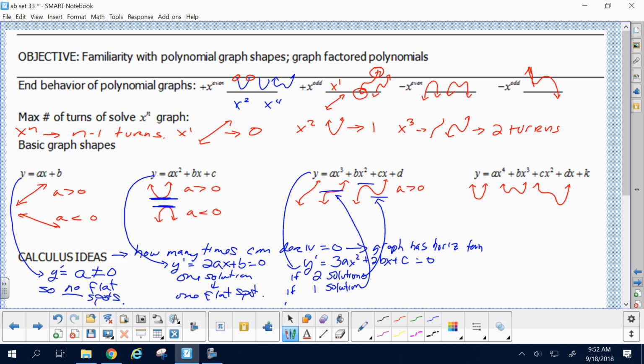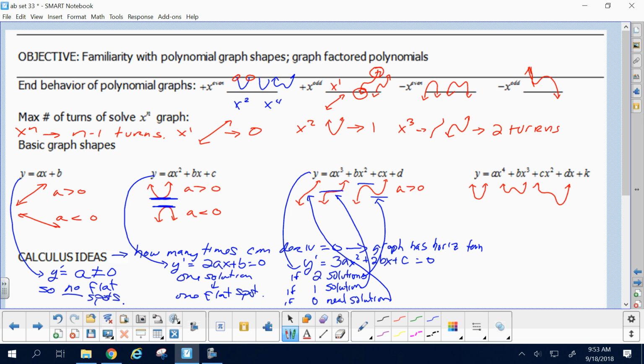It's also possible that it has no real solutions. It has to have two imaginary solutions or two solutions of some sort. But if it has no real solutions, then that would mean that the derivative has no real zeros, that there are no tangent zeros, which is to say no flat spots, and therefore no extrema.